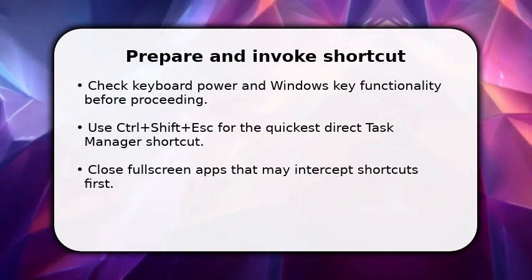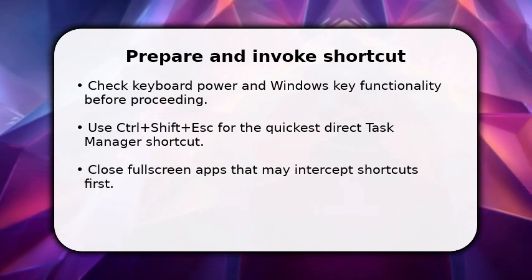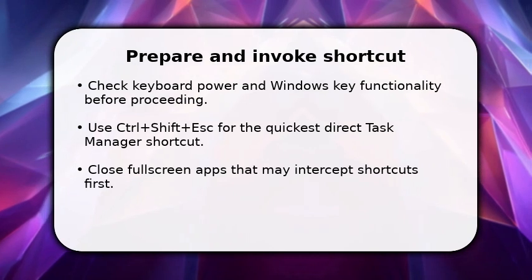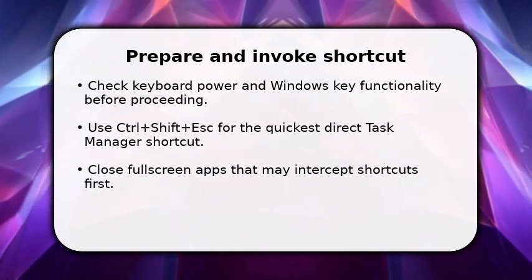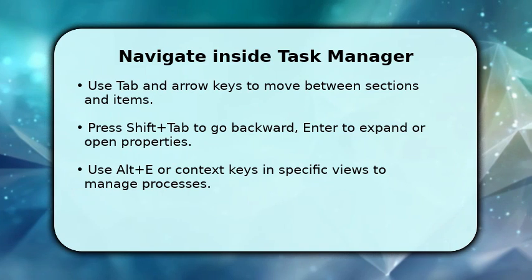This shortcut opens Task Manager focused on the Processes tab, so you can immediately see running apps and CPU usage. If you prefer a mouse alternative, use the taskbar right-click instead, but we'll continue with keyboard. Once Task Manager is open, you'll navigate with the keyboard.